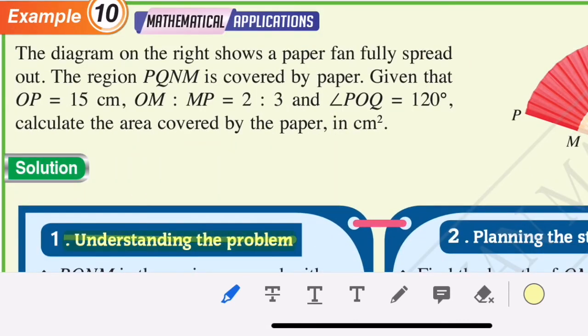So the diagram on the right shows a paper fan fully spread out. The region PQNM is covered by paper, given that OP is 15, OM to MP is 2 to 3, and POQ is 120. Calculate the area covered by the paper in centimeter square. This is about the area, right?